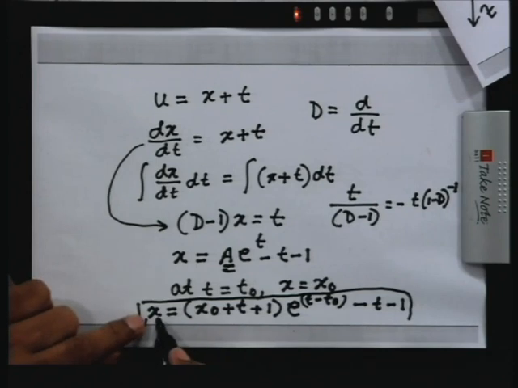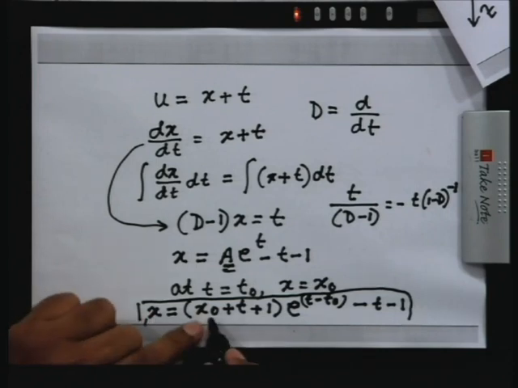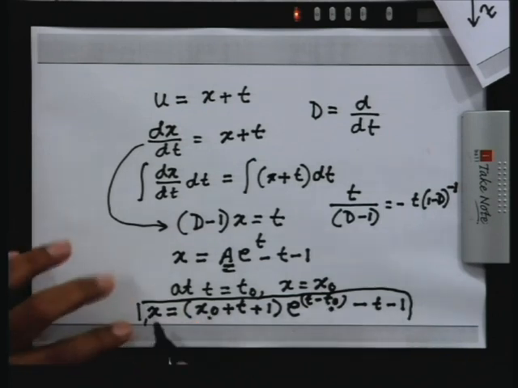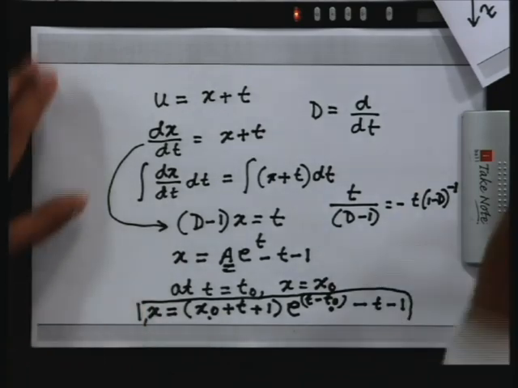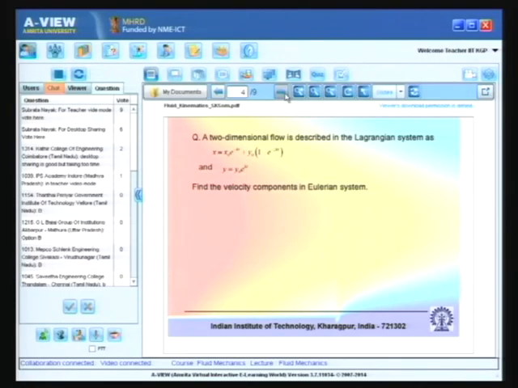This is the displacement x for a particle identified by x0 at time t0. Clear? So, this is the Lagrangian version. Now, let me go to another example, where the Lagrangian description is given and we have to convert it to an Eulerian description.